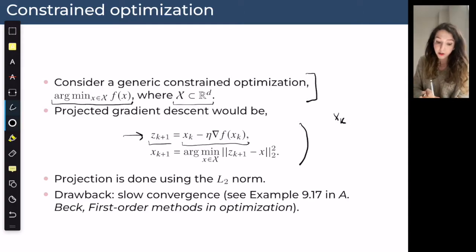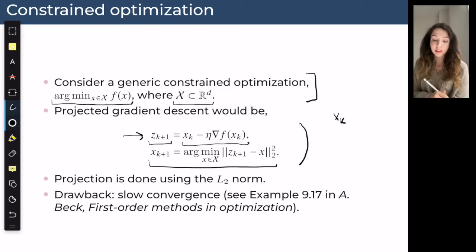And this gives us some value z_{k+1}. And what we then do is this projection step: this value z_{k+1}, we project it back into our constraint set curly X by finding the closest x in our constraint set curly X to our z_{k+1}. So essentially two steps. The first step is the gradient descent step, and the second step is the projection, which projects us back into our constraint set curly X, where the projection is done using the squared L2 norm.